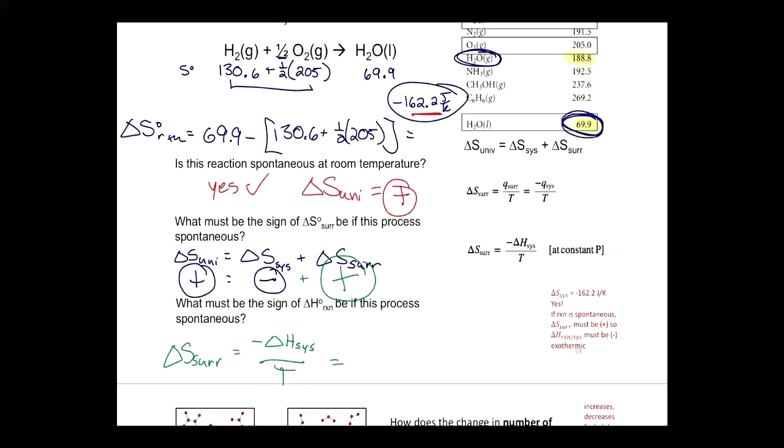So we know that overall the entropy change of the surroundings is positive, so therefore the reaction must have an enthalpy change, a heat of reaction, that is negative. We know this to be an exothermic reaction. Does that match what we just saw? Yes, the hydrogen balloon reaction is absolutely an exothermic reaction.